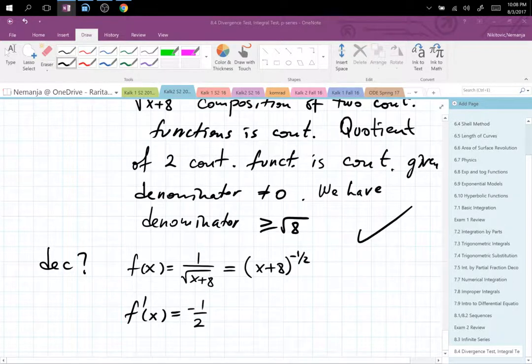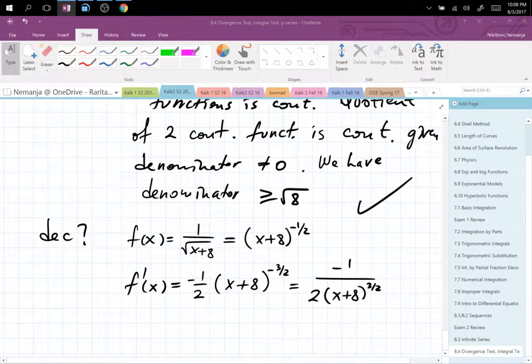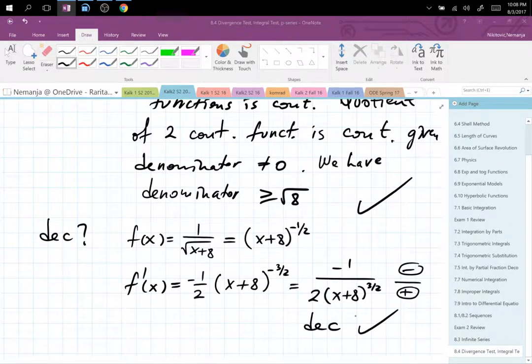So negative 1/2 times x plus 8 to the negative 3/2, which can be written as negative 1 over 2 times x plus 8 to the 3/2. There we go. So this is always negative. This is always positive. Therefore, negative divided by positive is always negative. So decreasing. Boom. All right. Cool. No, it has to be negative derivative for decreasing.